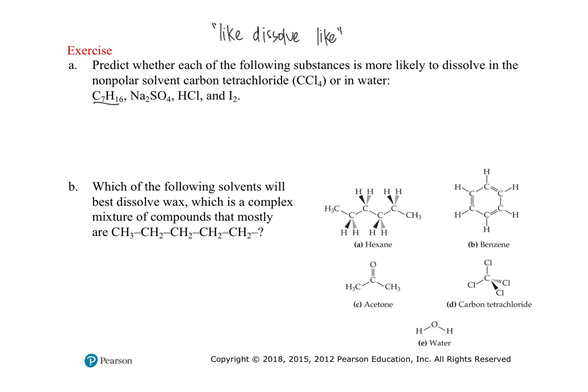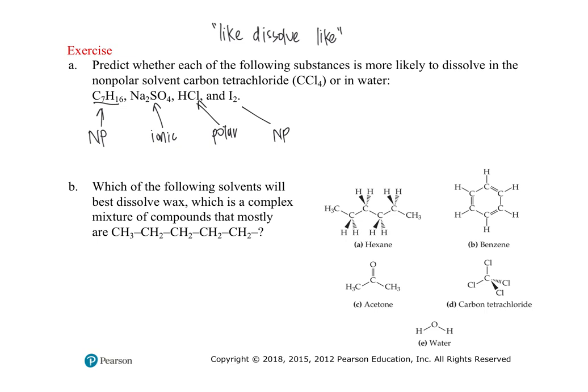So I have a hydrocarbon. Hydrocarbons tend to be nonpolar. Here I have sodium sulfate. That is an ionic compound, so by definition, very polar. Hydrochloric acid is a polar molecule, and iodine is nonpolar because it's just two atoms interacting.